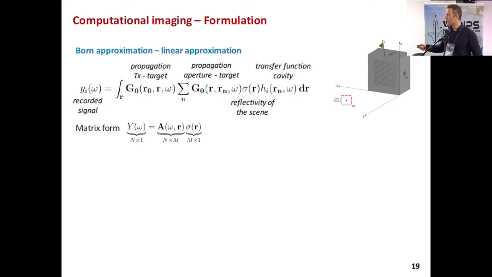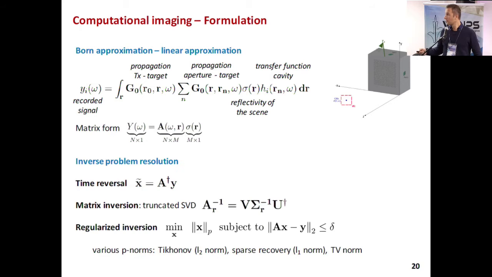Then the wave is propagated back to the cavity, this Green function here, and then we have the transfer function of the cavity that we know, that we have to characterize, to calibrate, to know how the field propagates from this surface to the ports. Okay, and we just record on one of these ports, i is the number of the port, one or two, as a function of the frequency. We have a vector here. This is our sensing matrix A that is random, that depends on the frequency, and the number of columns depends on the position in the scene, and our unknown here is sigma, the reflectivity of the scene, the image that we want to make. So we have a linear system that we want to invert.